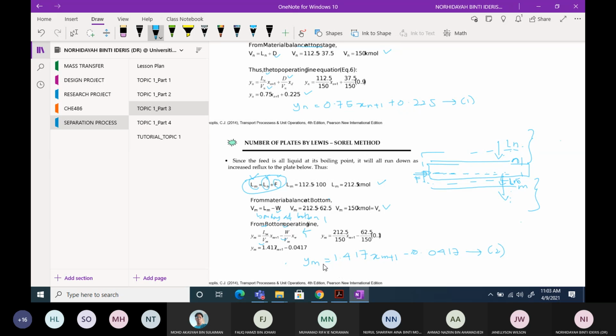Eventually you will get Ym. This one is Yn, where N is in the rectification section. Here Ym refers to the stripping section. So you should get these two equations so far, the first one and the second one.